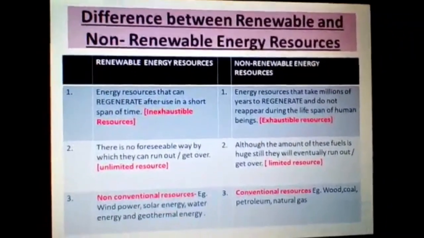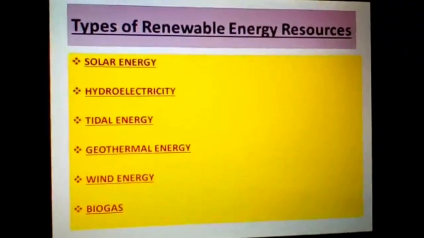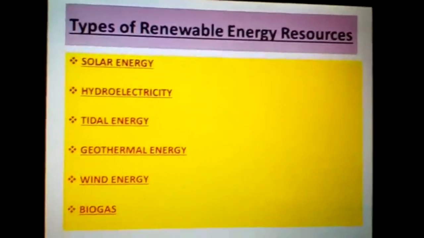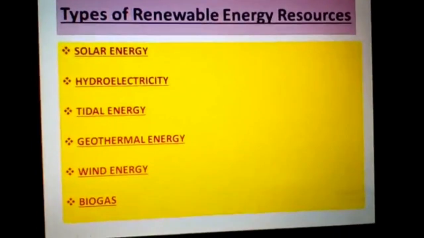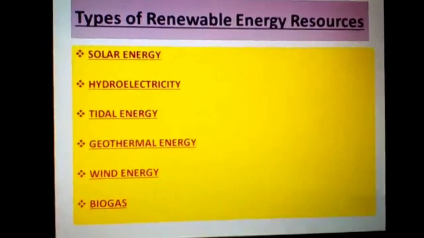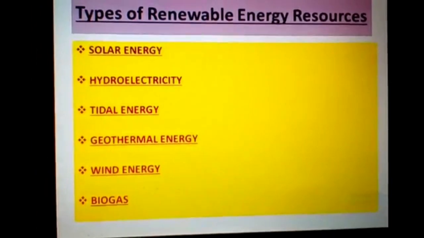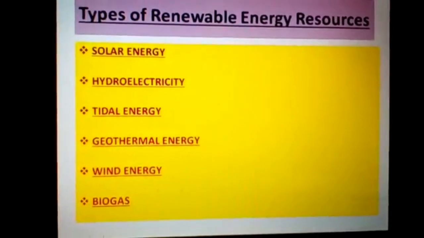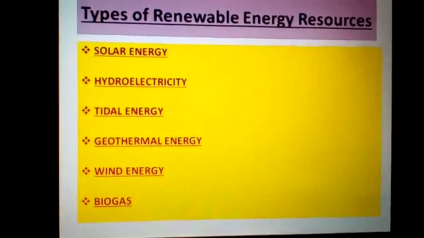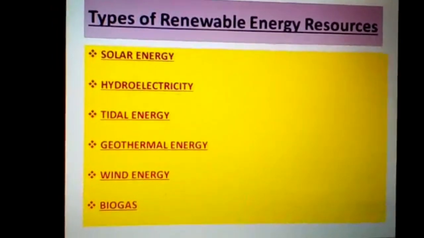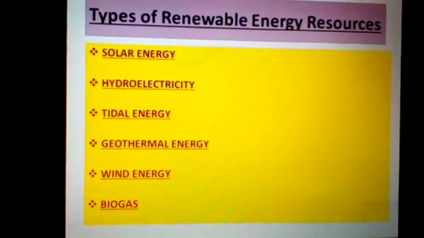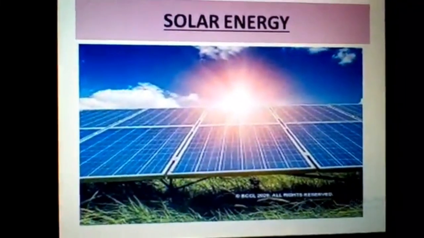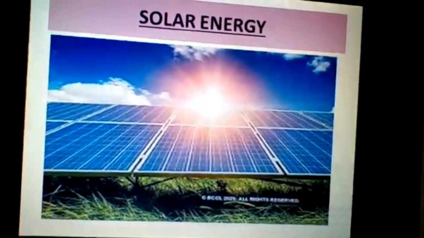Let us now proceed further with the types of renewable energy resources. As I've been mentioning since the beginning of the chapter, these are solar energy, hydroelectricity, tidal energy, geothermal energy, that is the energy from the earth, and the wind energy, which we feel all around us, the horizontal movement of the air, that is the wind, and biogas. We'll be doing all of them in detail, starting with the solar energy.